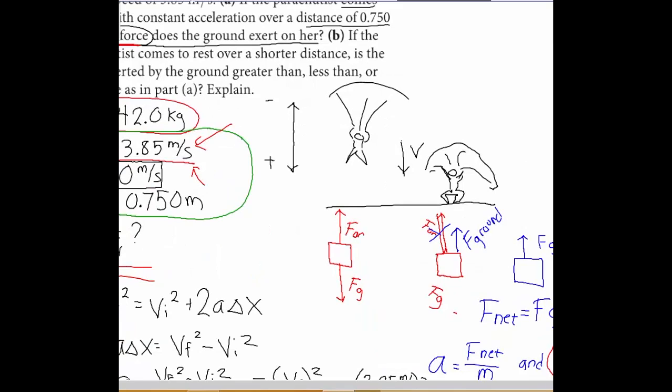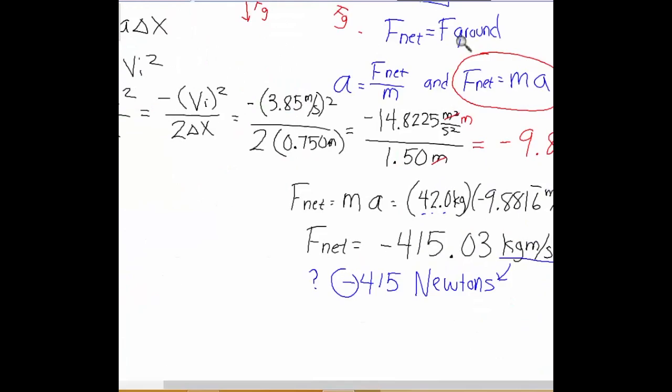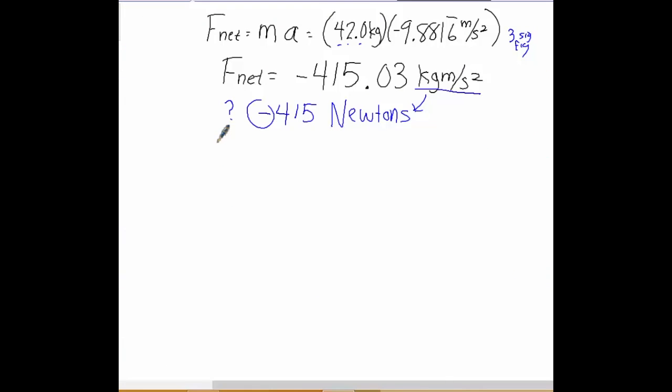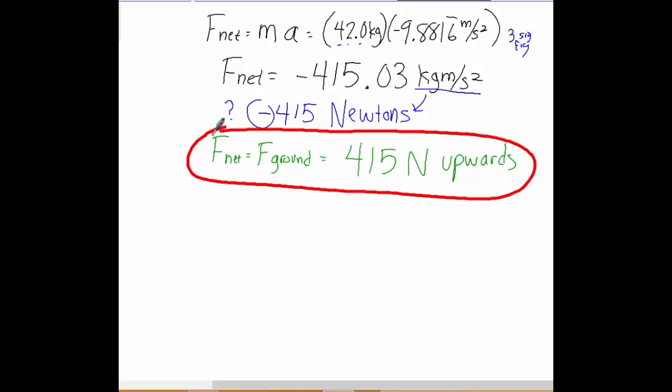And what about that minus? Well, remember my coordinate system here. Minus in my coordinate system is up. So therefore, that 415 newtons is directed upwards. And so there's my final answer. F net equals 415 newtons. And that F net is the force exerted by the ground. That's how it works. And that is the correct answer.